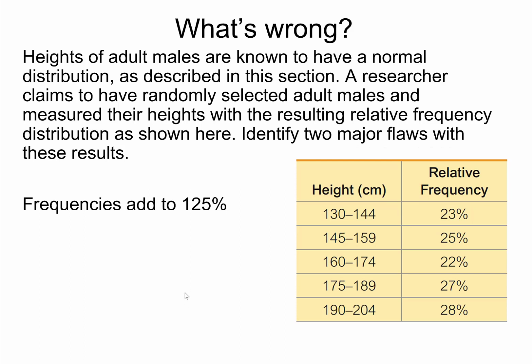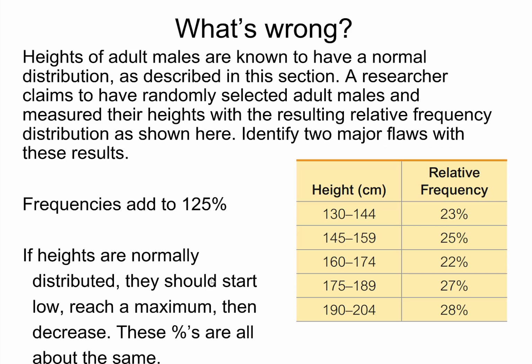So that's one mistake. The other one is it told us that they were normally distributed. So we would expect to see a low relative frequency, then higher. The middle class should probably have the highest and then back down again. We don't see that. So therefore, we question whether or not this really is a sample from adult males or if they were calculated correctly.